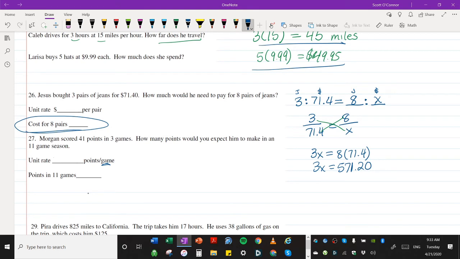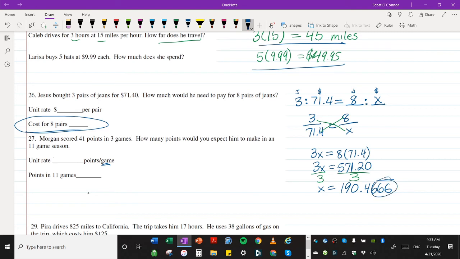Now I'm going to divide both sides by 3, and x is going to give me $190.4666. All right, so that is the cost of 8 jeans. It should be the exact same or very close, and maybe it's off a little bit because of rounding. Yeah, it's a little off.